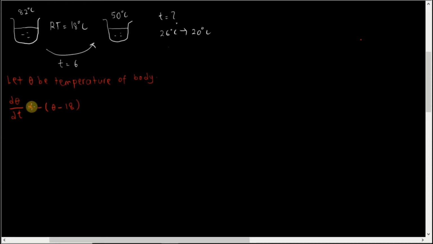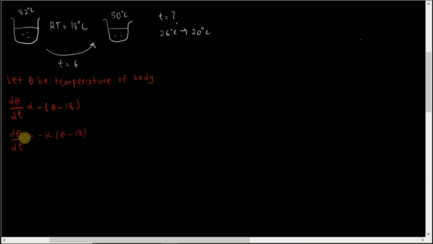I think you learned from your form 5, if you have a proportional sign here and you want to convert into an equal sign, we must put a constant. Could be k or c or whatever. So d theta dt equals negative k, theta minus 18. I think you learned this in your form 5 from your physics: to convert a proportional sign to an equal sign, you must put a constant. Next, we can solve this equation.